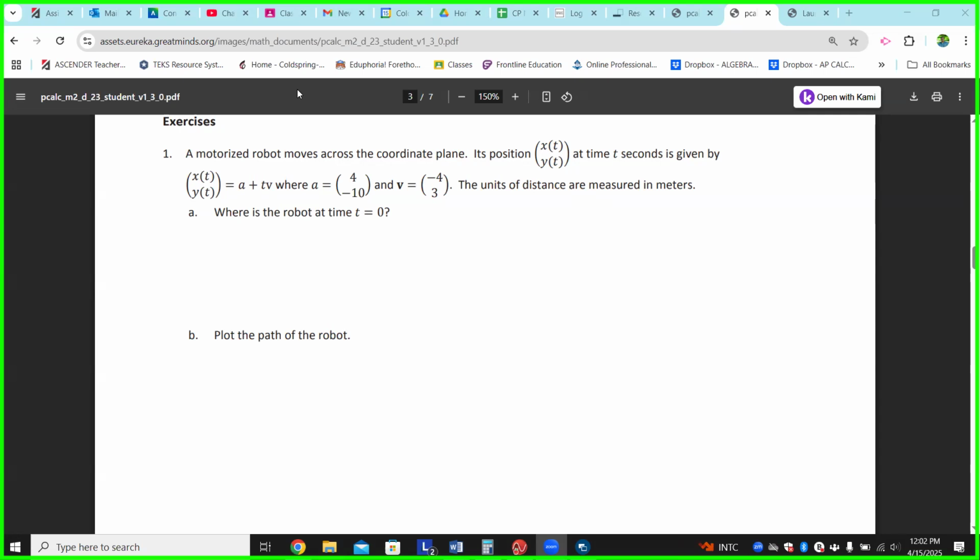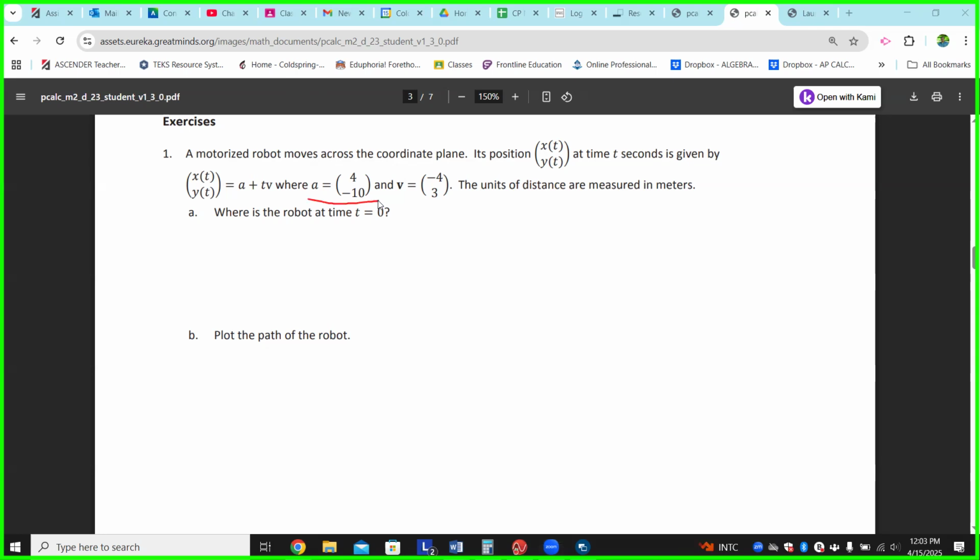So on this one here, it says a motorized robot moves across a coordinate plane. Its position is written as x of t, y of t. Remember, those are your parametric equations. That's all it's saying, at time t seconds, is given by this equation here. So again, this is the parametric equation. X of t would equal whatever the x point is plus t times whatever the x velocity is, or not the velocity, sorry, vector.